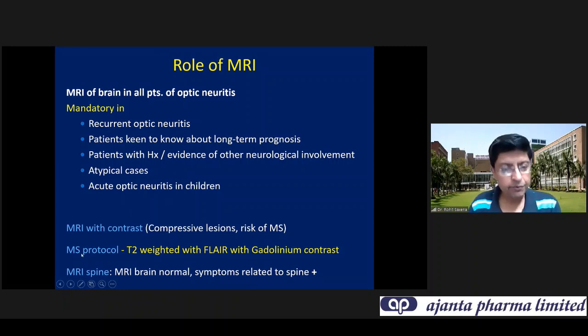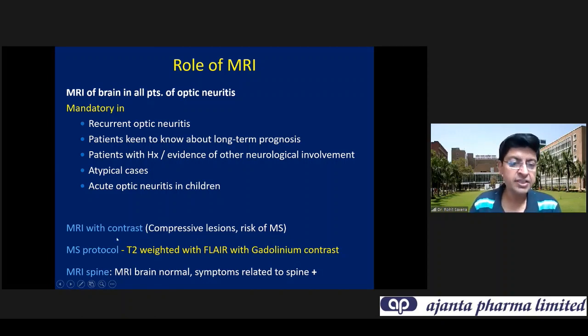We need to do, if you are suspecting multiple sclerosis in typical presentations, T2 weighted with FLAIR with gadolinium contrast. So MRI brain and orbits with contrast, you can just write in the bracket MS protocol, and the radiologist would probably understand what we are looking for. If it's an atypical presentation, you may just start with an MRI with contrast because you are suspecting compressive or inflammatory lesions.